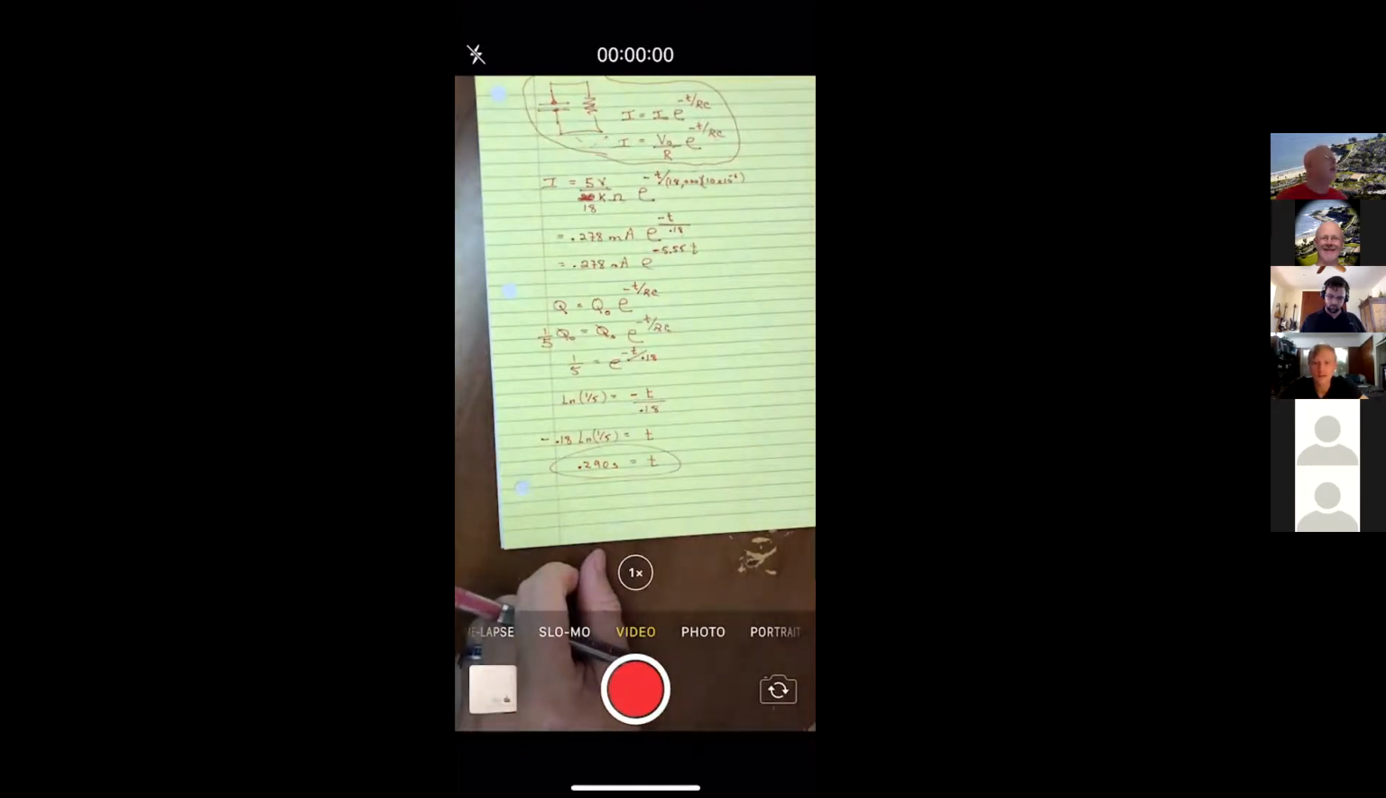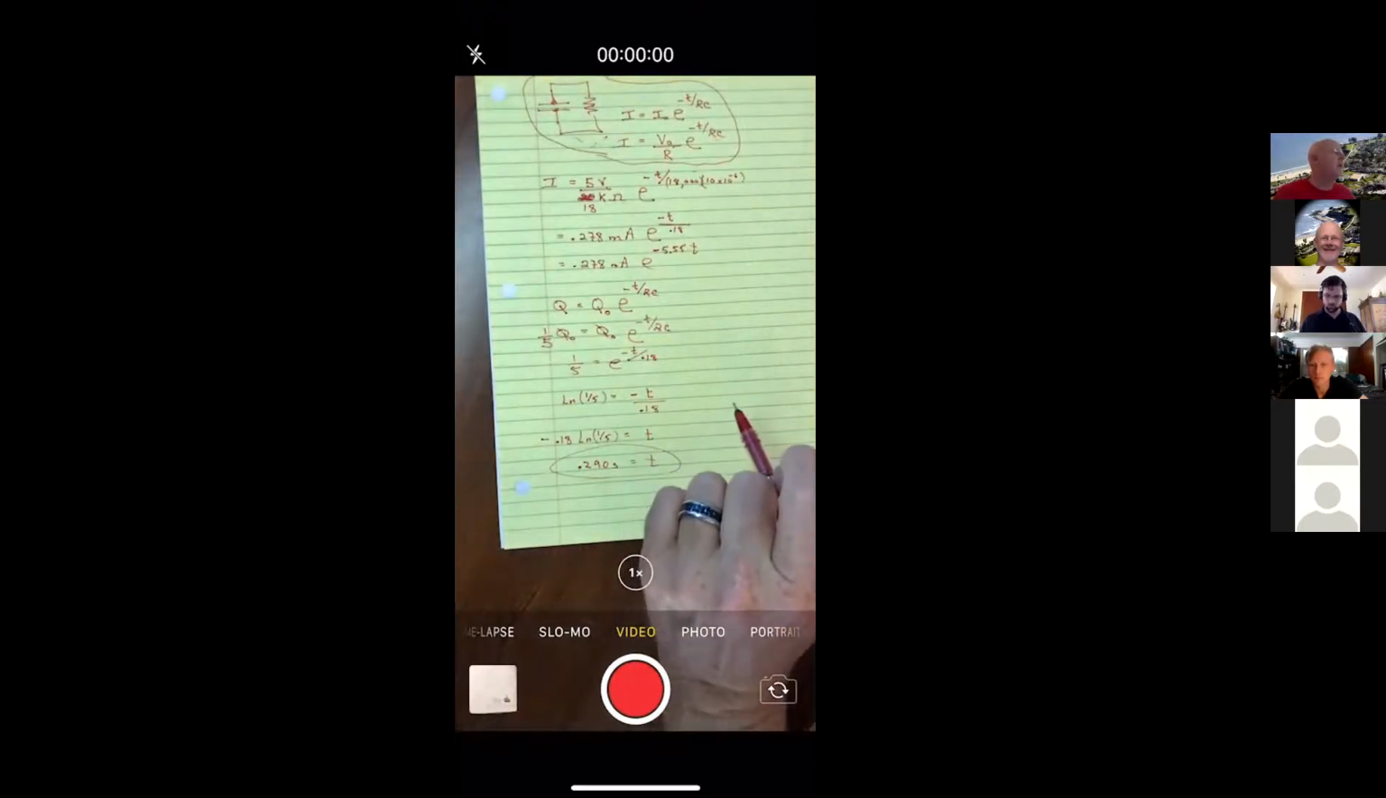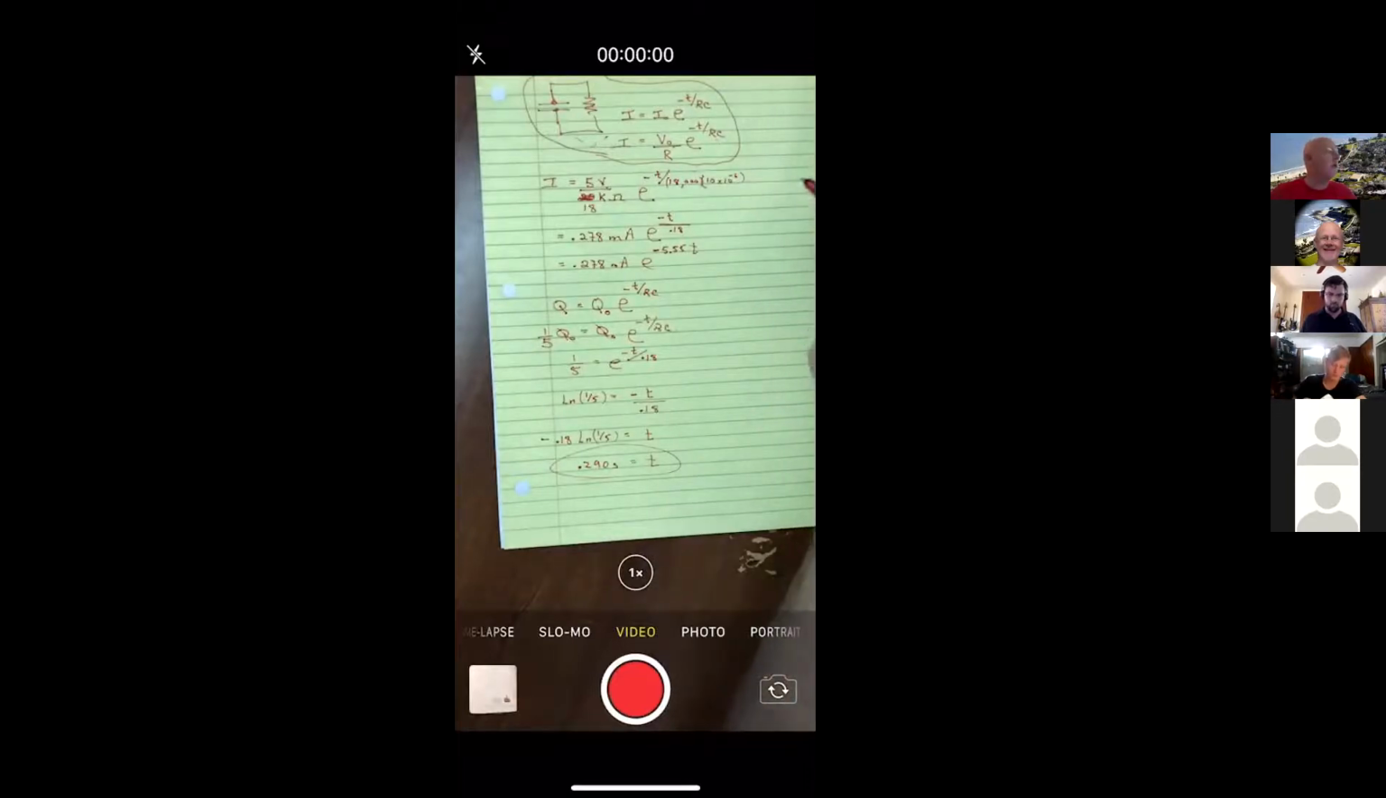And should I check some solutions here? 28. What was it? 61. First one says, did they get a third? Oh, they got 333 microamps, which is 1/3 of a milliamp. Okay, so we got the same number. We just wrote it different. Okay, good. They got 50 microcoulombs, good.